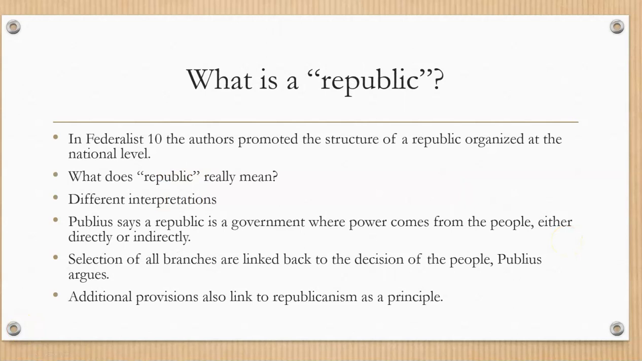First, let's take up that first issue of what is a republic. Recall from Federalist 10, which was another one of those REACH Act documents that you've been assigned, that the author in that document, which is probably James Madison, promoted heavily the use of a republic as a way of organizing power in this new United States. And specifically, he wanted that use of a republic to be at the national level.